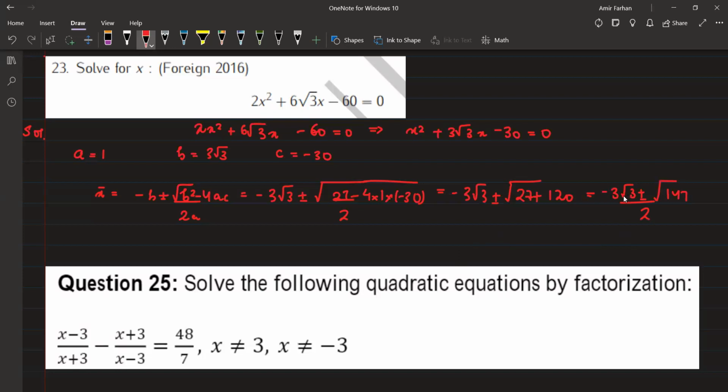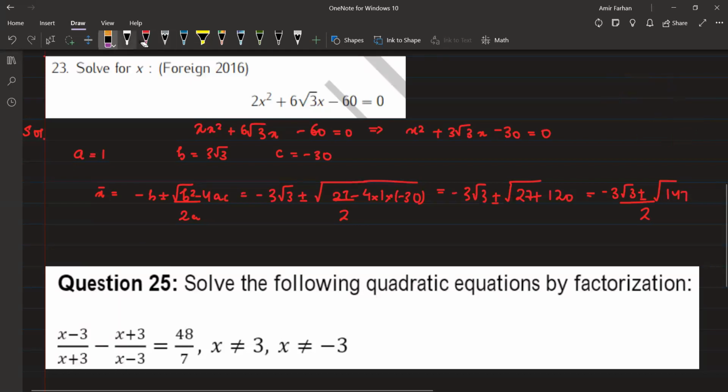You can see this thing. So two roots you will get. The first one will be the plus sign: minus 3 root 3 plus under root of 147 divided by 2. Look, can 7 come out as common from this? Yes, it can, and a bit more simplification can happen. 7 into 7 into 3, 49. Yes, clear.